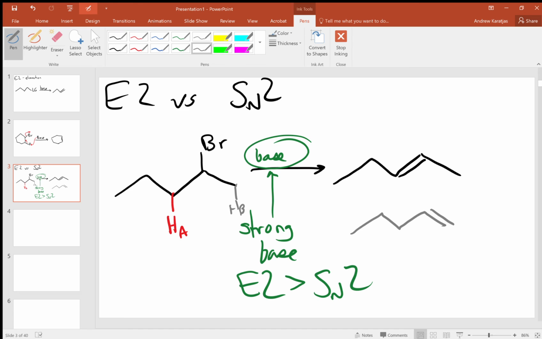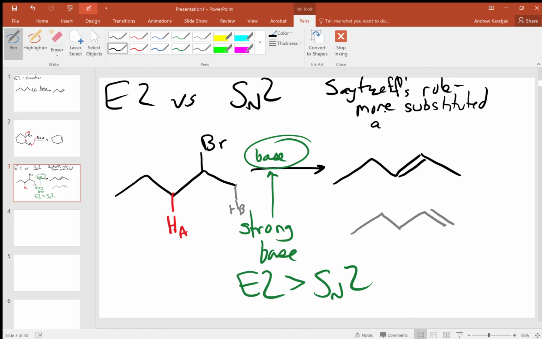And so for most elimination reactions, we find that they follow what's known as Zaitsev's rule. And Zaitsev's rule says that the more substituted alkene is generally favored. And that's because the more substituted the alkene is, the more stable it is, and easier it is to form in this reaction.